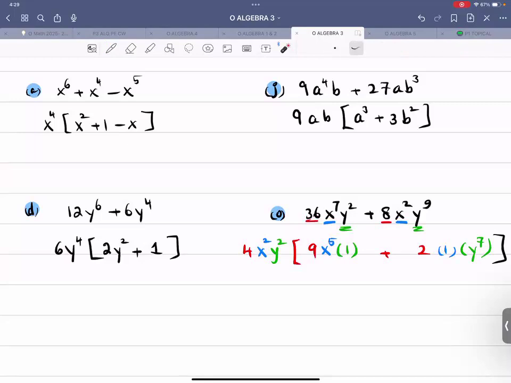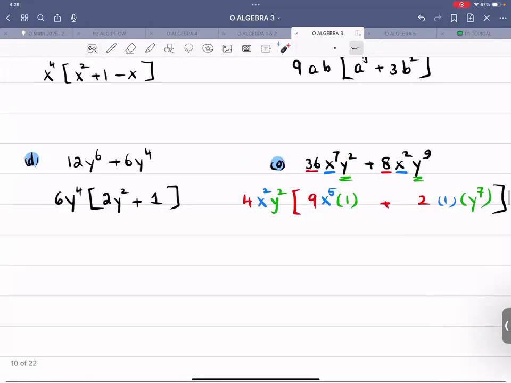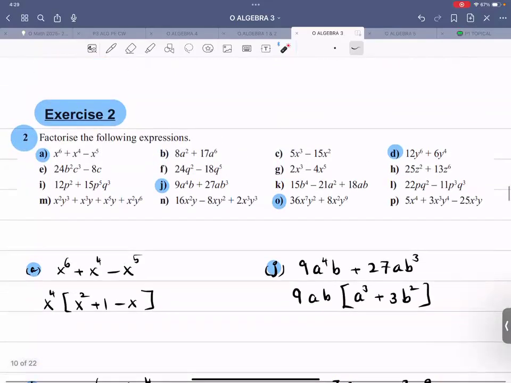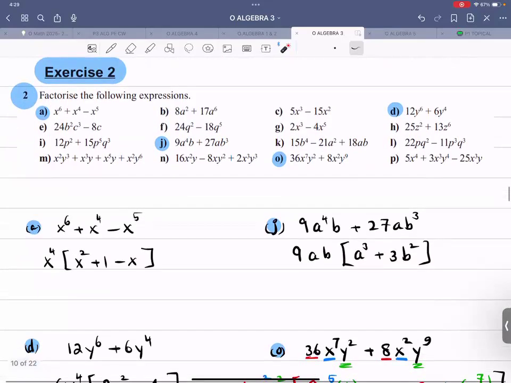No harm in double check. 4 9s are 36, x square into x5, x7, y square into 1 is y square. 4 into 2 is 8, x square into 1 is x square, y square into y7 is y power 9. All good, all clear. So is everyone clear on this? I need acknowledgement on the WhatsApp group. Everyone on the same single WhatsApp group, please acknowledge. So this is exercise 2, question 2. I'm just writing for reference. Exercise 2. This is question 2.